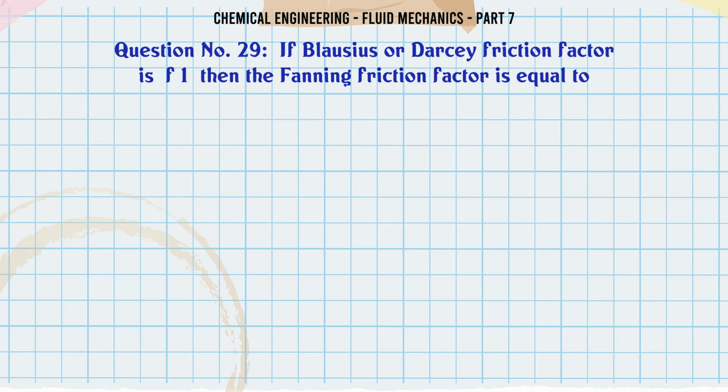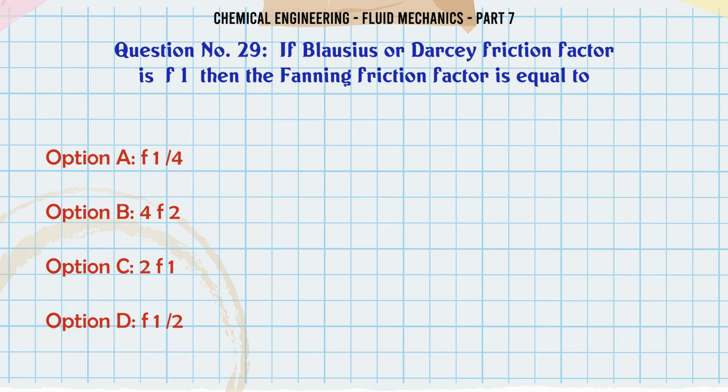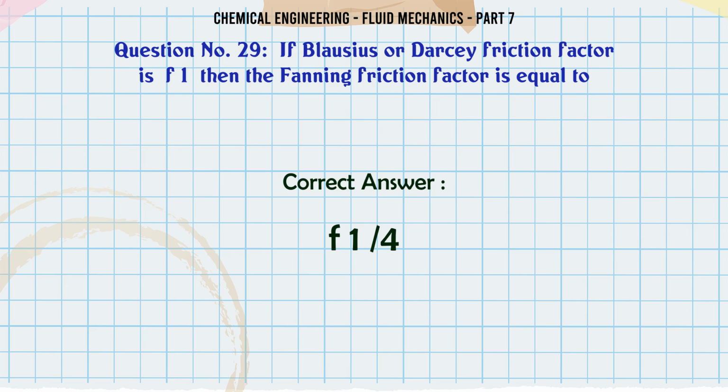If Blasius or Darcy friction factor is F1, then the Fanning friction factor is equal to A F1/4, B F1/2, C 2 F1, D F1^2. The correct answer is F1/4.